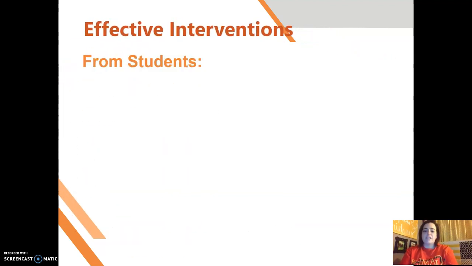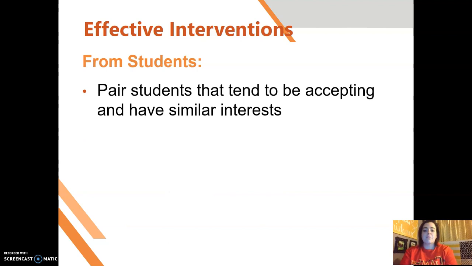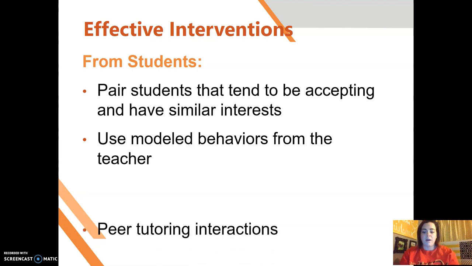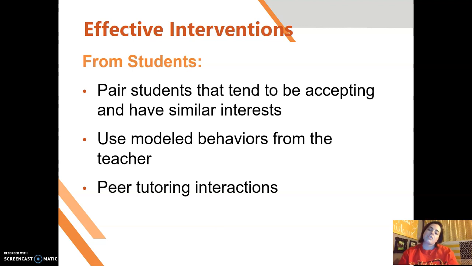Other effective interventions from students is to pair students that tend to be accepting and have similar interests with students that have ADHD. Use modeled behaviors from the teacher. So if I am the teacher and I am modeling the behaviors of acceptance and things like that, then the students should be able to use that modeled behavior for acceptance as well. And peer tutoring interactions. So this is good for students to kind of help other students out. Peer tutoring is a peer helping another peer.